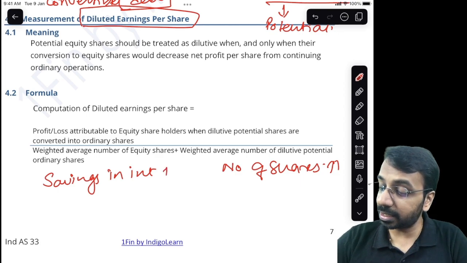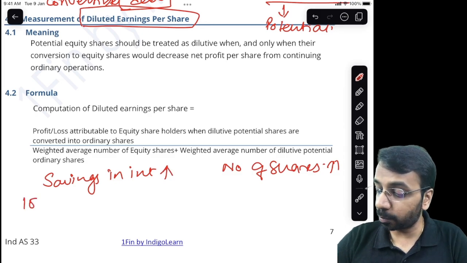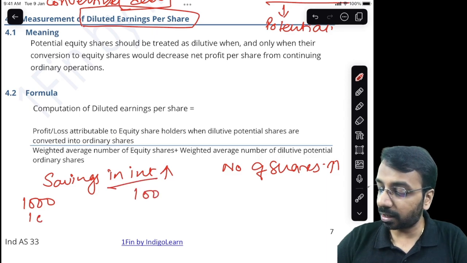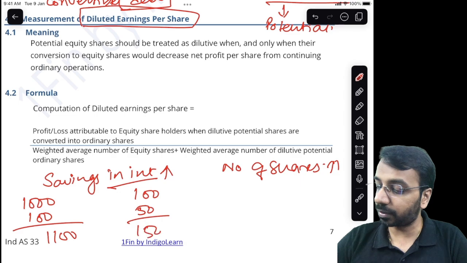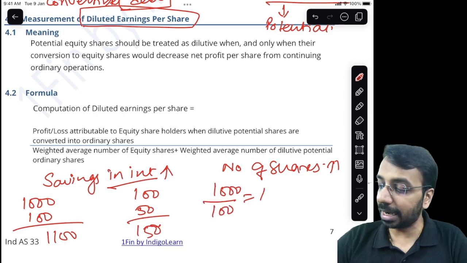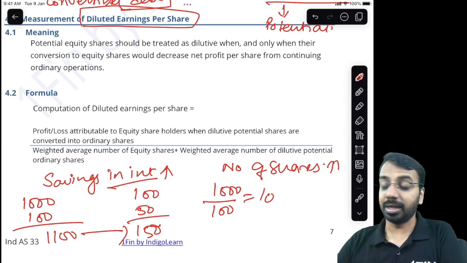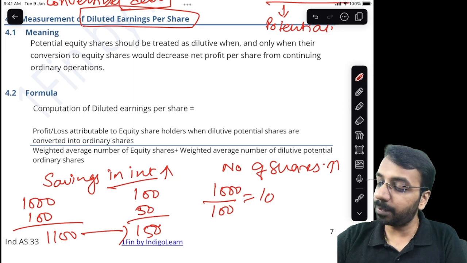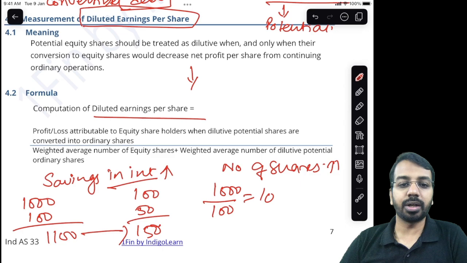Now savings in interest will also increase my profit. But for example, existing profit is 1000 and shares are 100, because of this savings is 100, but number of shares that will go up is 50. So you have 1100 and here you have 150. So earlier it was 1000 divided by 100, that is 10. Now it will become 1100 divided by 150, that is about 6 point something, right? So here, because of this, my EPS is going down, and that is where we have this diluted earnings per share as a concept. Okay.